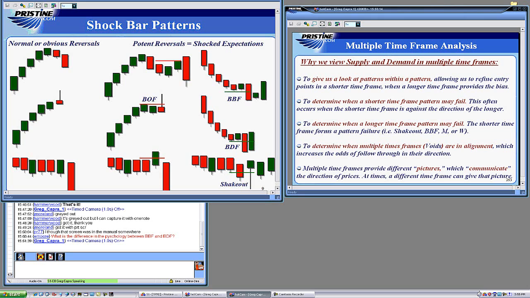That being said, you still have to wait for the time frame that you trade in to clean itself up or to present itself in a way that you can place a trade, but that longer time frame has given you a bias or a clearer indication of what's happening.